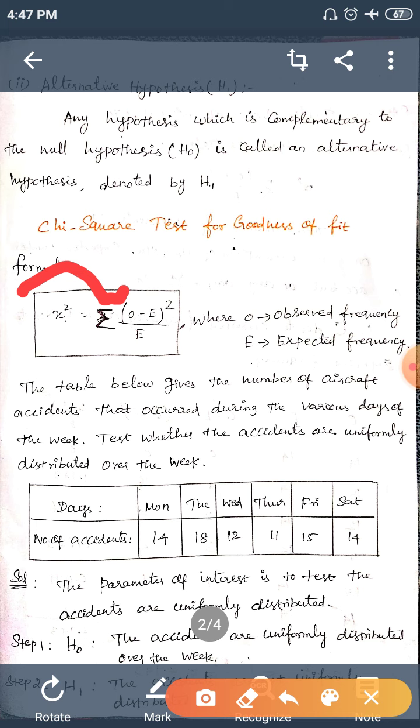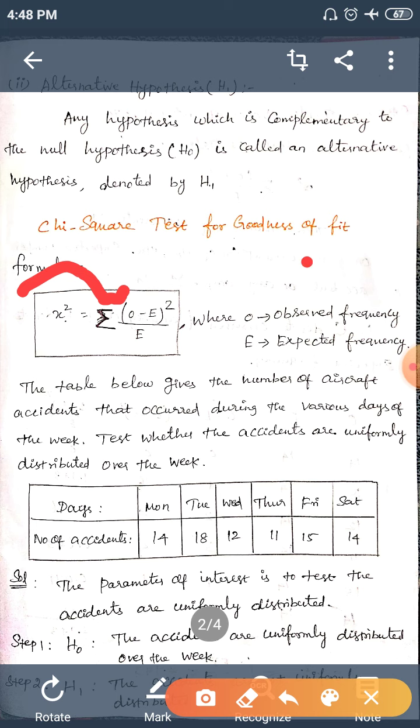We can choose the chi-square test. Why can I choose the chi-square test? Because they are asking whether the data is uniformly distributed or not. The observed frequency is given, and we should find out the expected frequency. That's why we can use the chi-square test. So what is given here? Days: Monday, Tuesday, Wednesday, Thursday, Friday, Saturday. Number of accidents: 14, 18, 12, 11, 15 and 14.